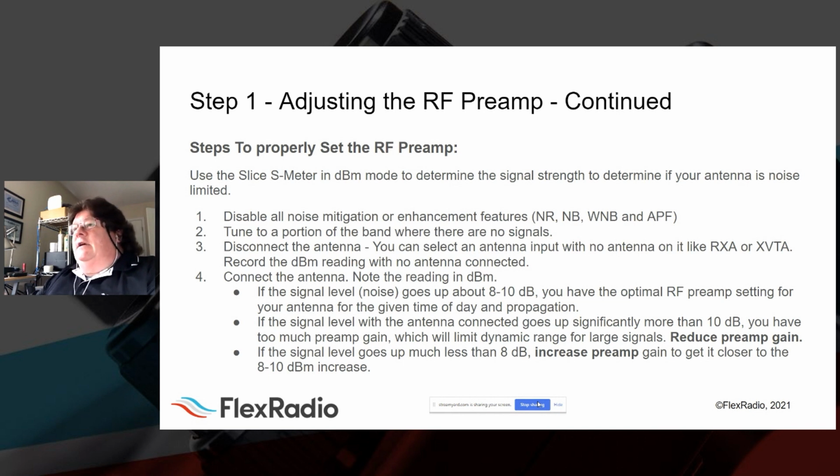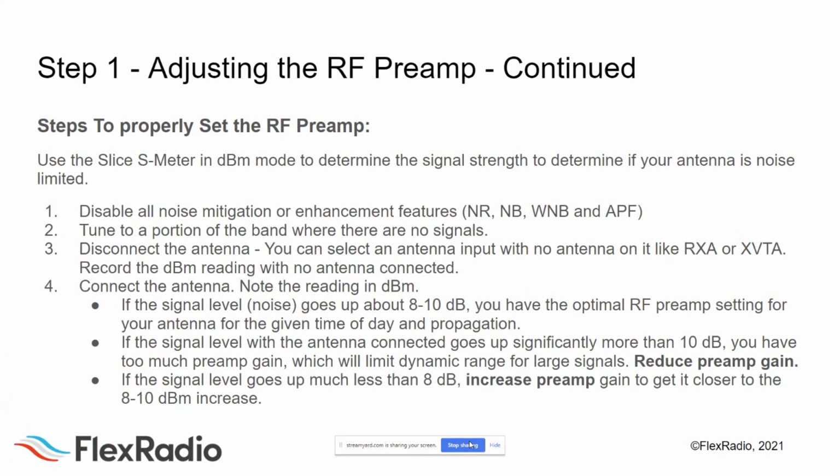You can either do that physically by changing your antenna switch to disconnect it, or you can just change the receive antenna on the slice to an antenna port that does not have an antenna connected to it. So with the antenna disconnected, you're going to want to read off the S meter and get your dBm reading. Then you're going to switch your antenna back on, and you're going to notice that there is going to be a change in the signal strength. The signal strength is going to go up because you're adding an antenna that's bringing signal in. What you ideally want to see is the difference between no antenna connected and your antenna connected with no signals on the band is about an 8 to 10 dB increase in signal.